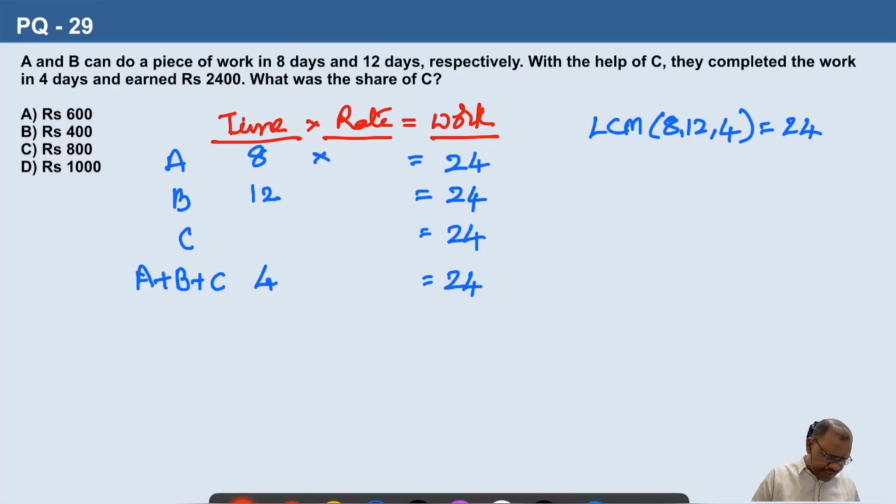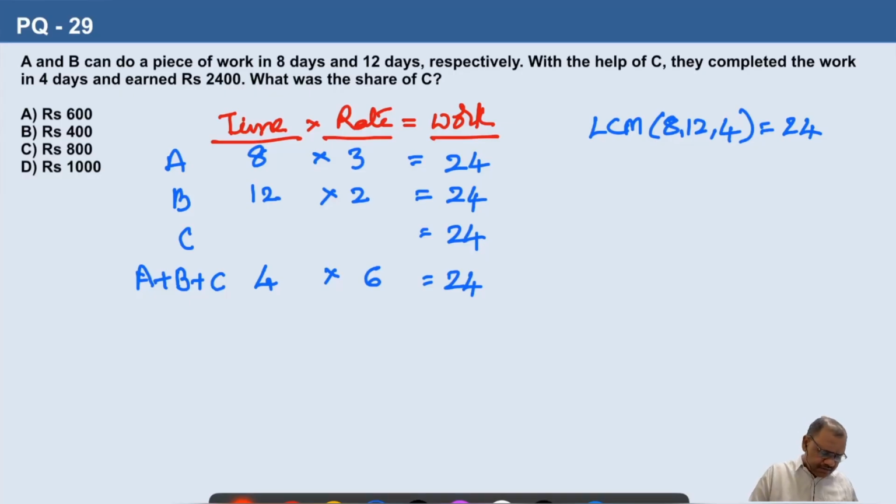24 is divisible by 8 three times, and divisible by 12 two times. Now the combined efficiency of A, B and C: 24 is the total work, and A, B, C all three together can complete it in 4 days. So if you divide 24 by 4, 6 is the total efficiency of all three people A, B and C. The efficiency of A and B together is 5. So all three together is 6.